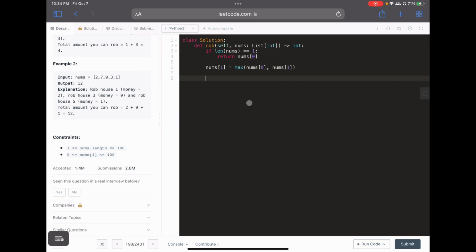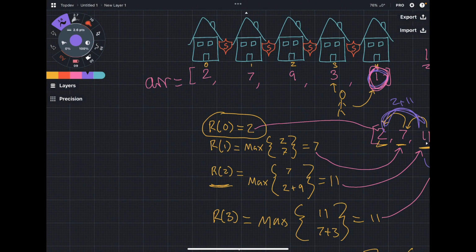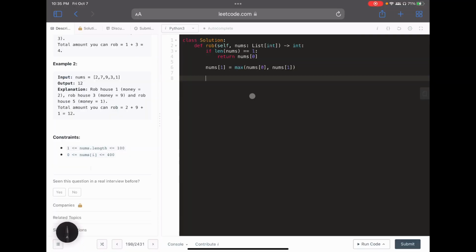We know that nums of 0 is going to be as it is. It's just going to be a 2. And nums of 1 is going to be the max of 2 and 7. So for instance, if the first number was 7 and the second number was 2, we would want our nums of 2, this one right here, we would want it to be the maximum of the 2, because a robber that is, say, at this house right here and this house right here, he's going to obviously pick the 7 because it's the greatest of the 2, and he can only rob one of them. So now we want to loop through basically the rest of the array.